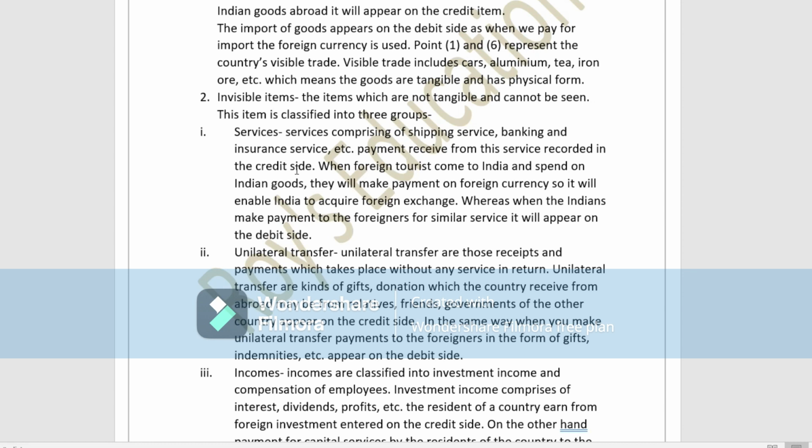And when foreign tourists come to India and spend on Indian goods, what will happen? They will make payment in foreign currency. Whereas when Indians make payment to foreigners for similar services, that is, when the residents of a country make a payment to foreign countries for these similar services, that will appear on the debit side.